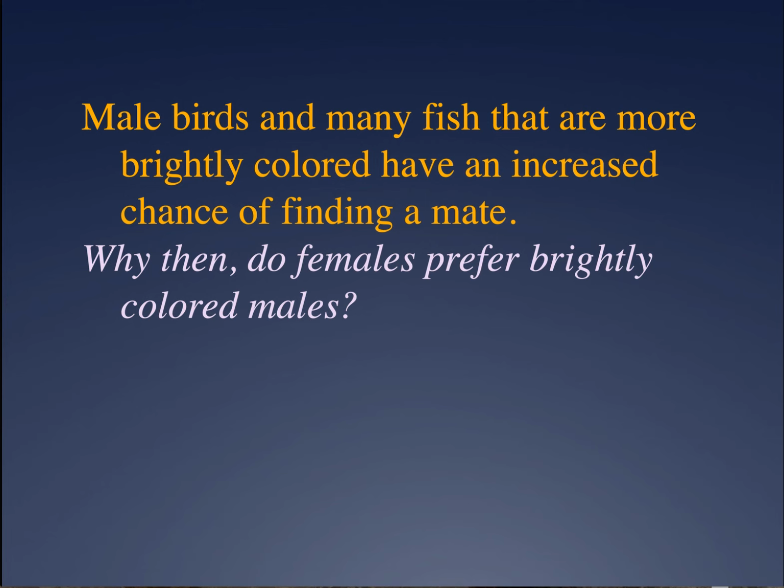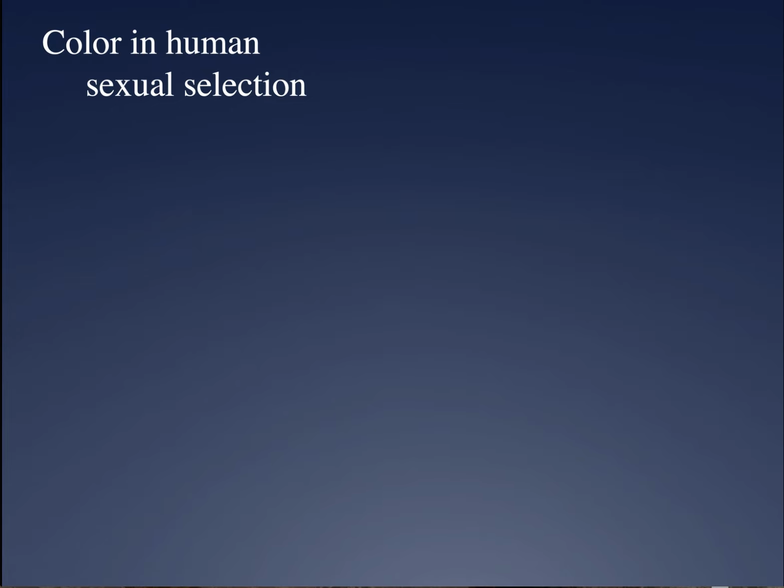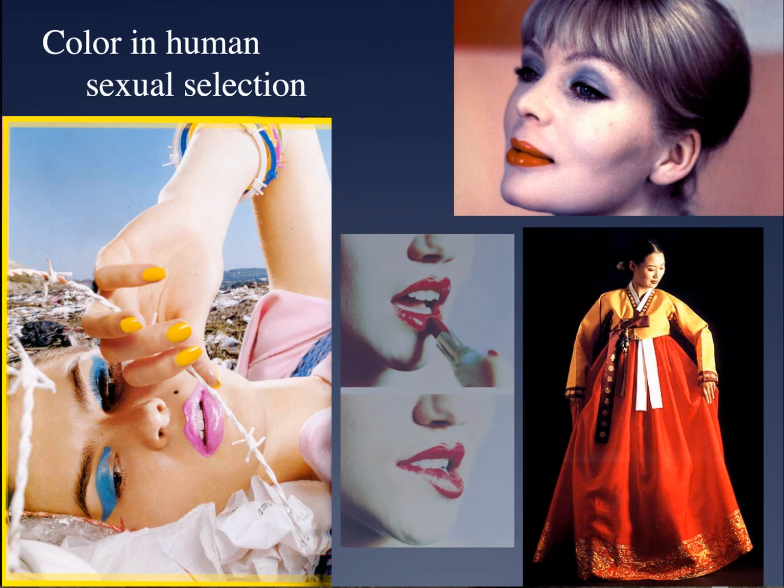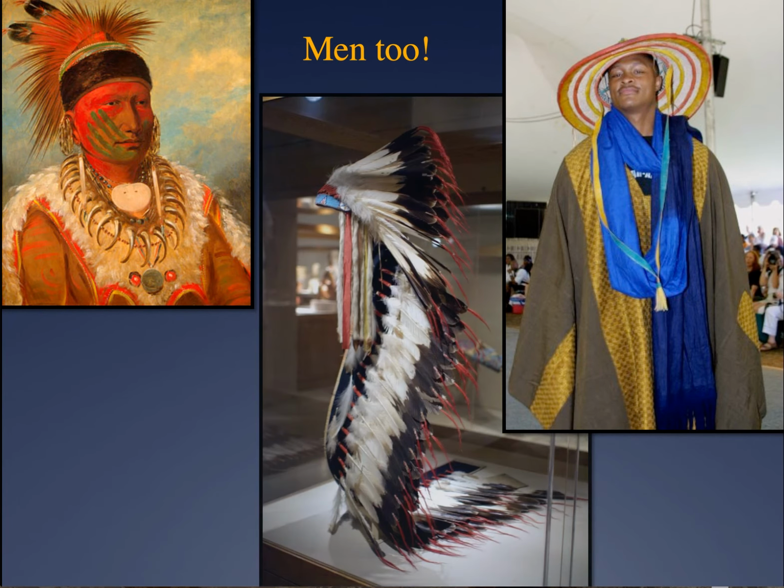And it's best if you don't immediately start thinking about what humans do, because I think people run really quickly to the human examples. We can think about that at another time. We see in humans that color is also used for attraction. We think that there are two main ideas. By the way, men, brightly colored just as well.